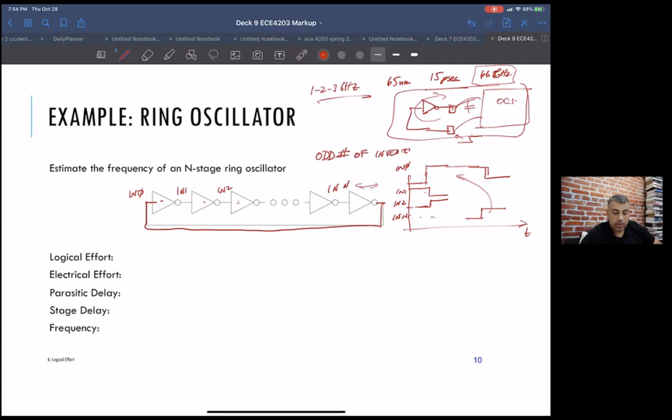Okay. So anyway, you have this ring oscillator, which is N stages, all of them the same, all of them being inverters. So basically you guys in this example are supposed to calculate, again, logical effort, electrical effort, parasitic delay, stage delay, and frequency. So this is G, this is H, this is P, and the stage delay is GH plus P. Okay, why don't you guys give that a shot real quick?